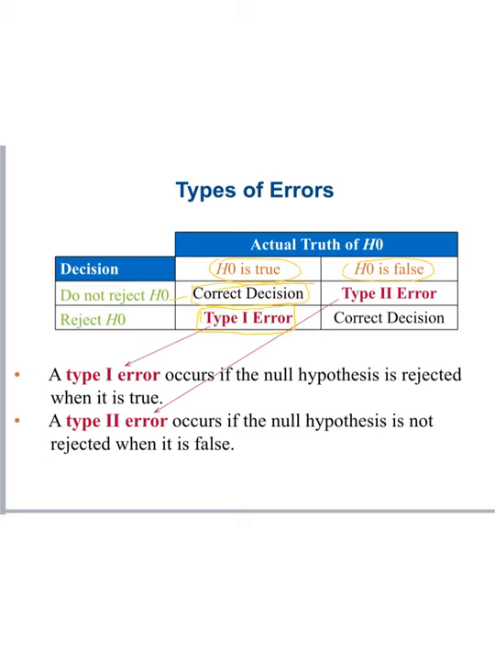Okay. Now, on the other hand, if your null is false but you do not reject it, you made a type 2 error. And if the null is false and you reject it, you made the correct decision. So this is the explanation for type 1 error. Type 1 error occurs when the null hypothesis is rejected when it is true, and type 2 error occurs when the null hypothesis is not rejected when it is false.